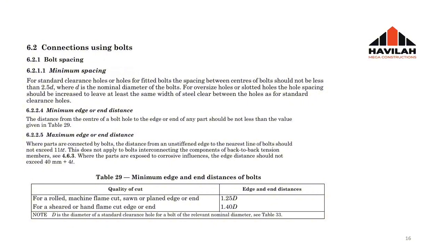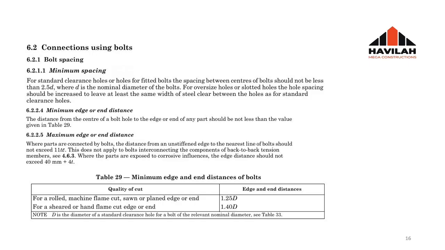Okay, so the minimum spacing for standard clearance holes or holes for fitted bolts: the spacing between centers of bolts should not be less than 2.5D. Please note that the spacing between two centers of bolts should not be less than 2.5D, where D is the nominal diameter of the bolt.